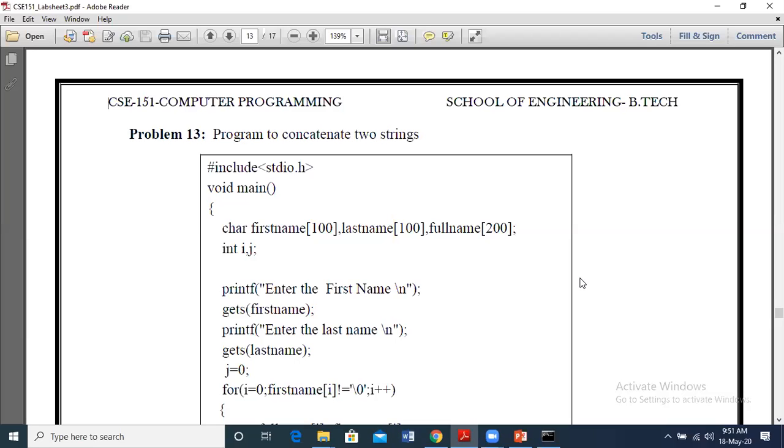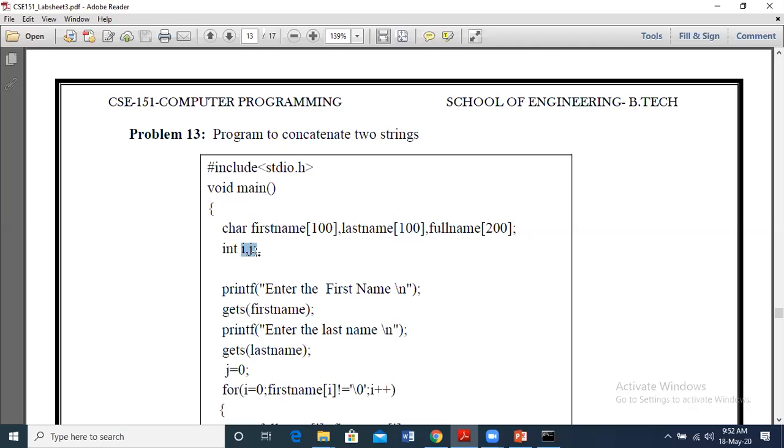At the end of the first string, we will write the second string. So in this example, we will concatenate two strings. We are taking those two strings as first name and last name. We are declaring first name of 100, last name of 100. And then we take the resultant string as full name, declared as 200. Any size can be given, just a little more than this so that when we combine them, it can be stored properly. That is why we declare full name of 200. Then we are taking i and j as indexes.